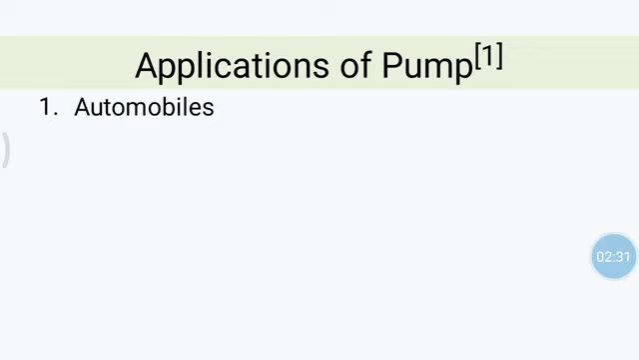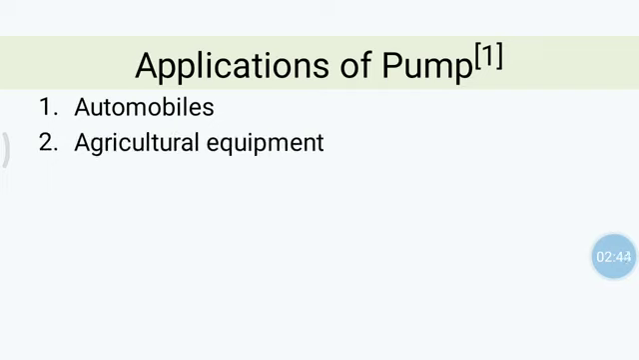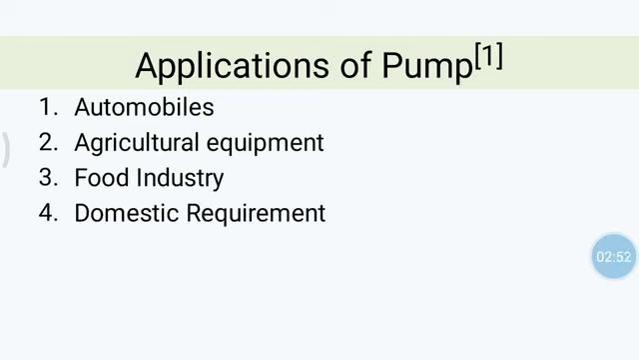These are the applications of pump. Pump is used in the automobile sector like earth moving equipment, JCB, cranes, etc. It is also used in agricultural equipment like tractor. It is used in food industry. Pumps are also used in domestic requirements.